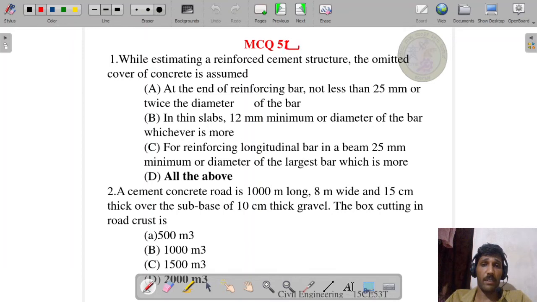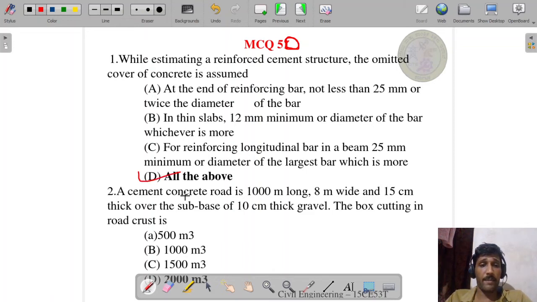This is session number 50. Multiple choice questions. Now one by one, moving to the first question. While estimating a reinforced cement structure, the omitted cover of concrete is assumed. Option A, at the end of reinforcing bar not less than 25 mm or the diameter of the bar. In thin slab 12 mm minimum or diameter of the bar, whichever is more. For reinforcing longitudinal bar in a beam 25 mm minimum or diameter of the largest bar, whichever is more. All the above. Which is the correct answer? Option D is the correct answer.